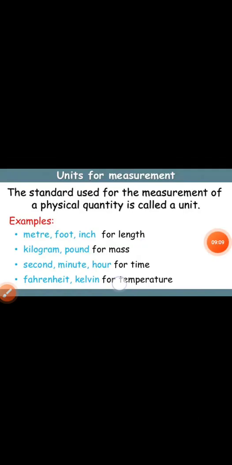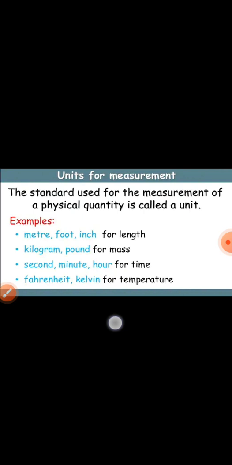So the standard unit which is used for the measurement of a physical quantity is called a unit. For example, for length we use meter, foot, inch. For mass we use kilogram, pound. For time we use second, minute, hour. And for temperature, you all know Fahrenheit, Kelvin, degree Celsius. So a standard unit is used for the measurement of a physical quantity.